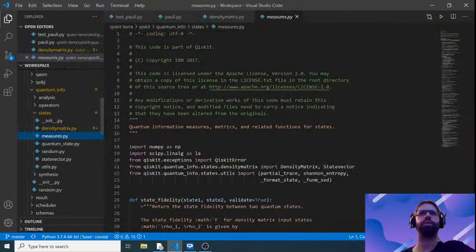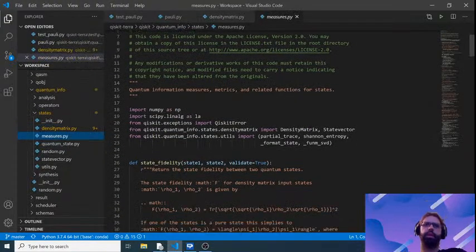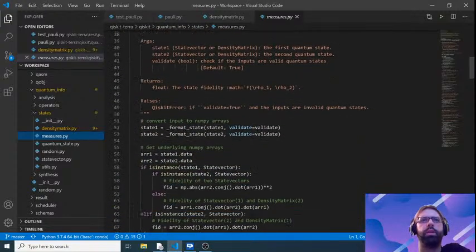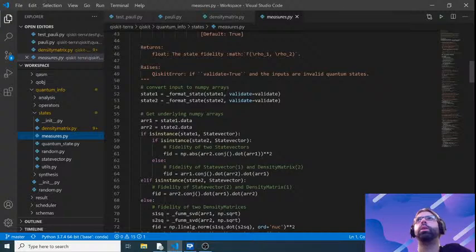States, measures, state fidelity. Definitely want to take a look at these as well. 3 qubits, 3 points in the sphere. Okay.